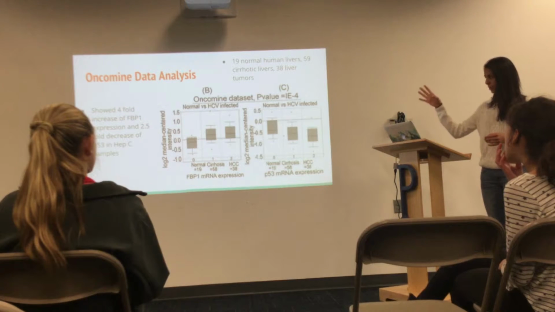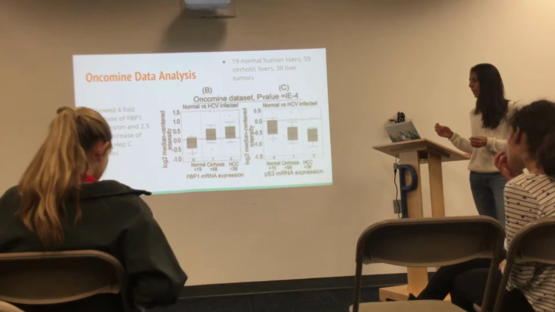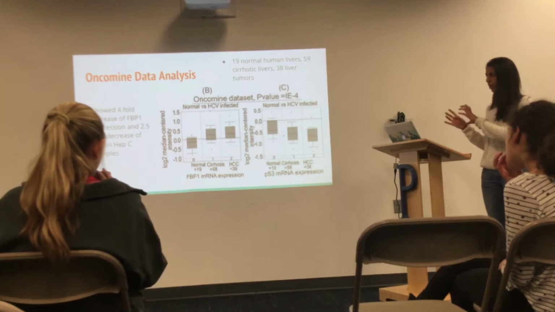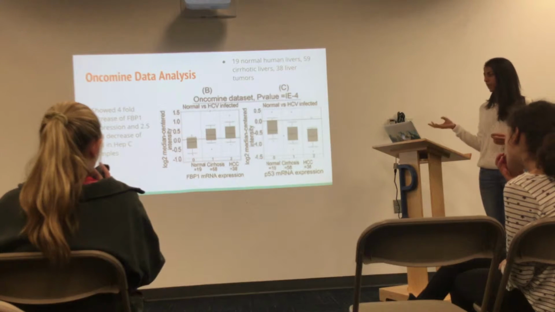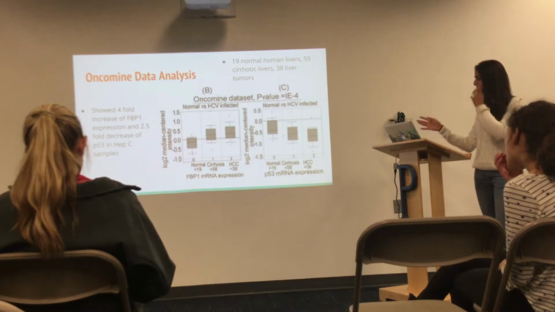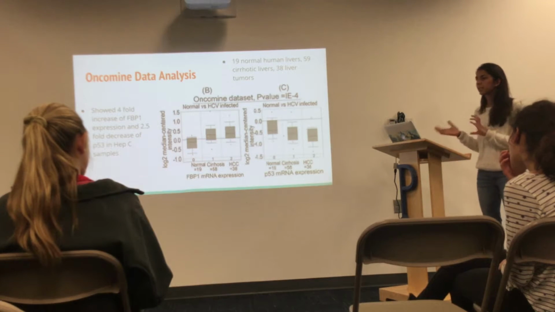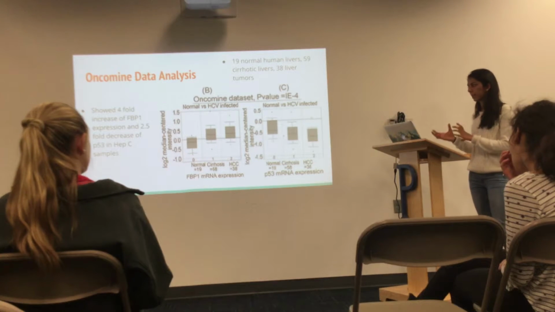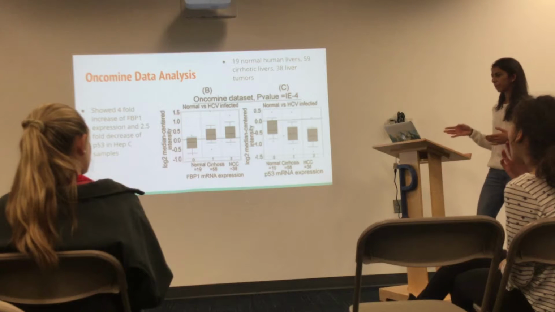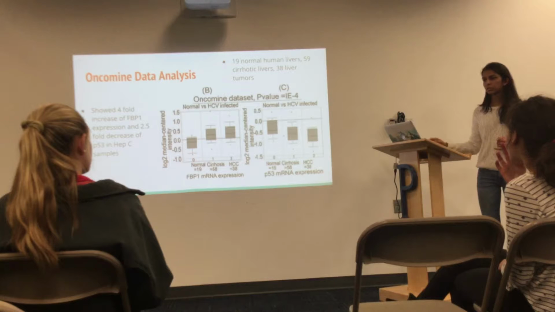So you can see in the first graph, it's the Fuse Binding Protein1 expression. We can see that in cirrhosis and HCC, which are the 2 caused by hepatitis C, there's a 4-fold increase in Fuse Binding Protein1 expression. And then in the right graph, which is p53 expression, there's a 2.5-fold decrease. And they just wanted to see if there was any difference between cirrhosis and hepatocellular carcinoma, like the liver scarring, liver cancer, and they didn't find a difference. So that was just one other thing they found here.